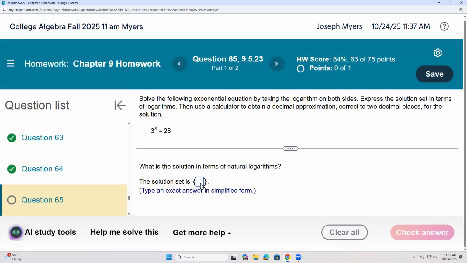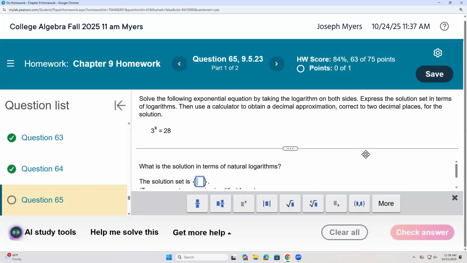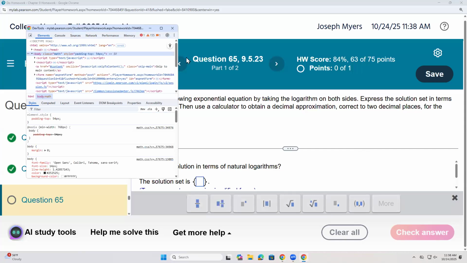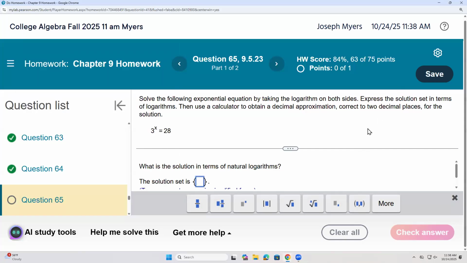Okay. Now, wait a second though. So that works great until you run into a problem like this. What's the problem with this problem? Oops, I pushed the wrong button. Yeah, there is a problem.